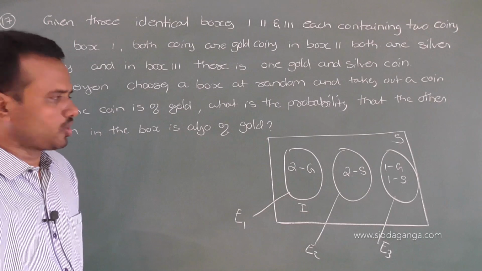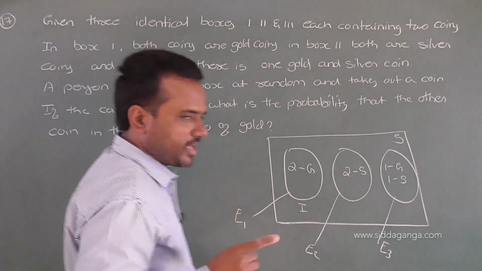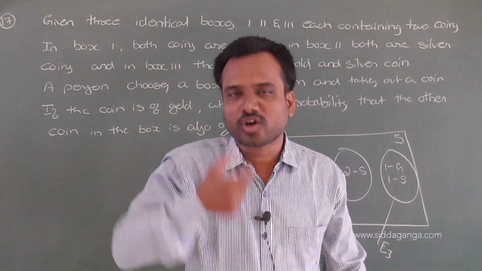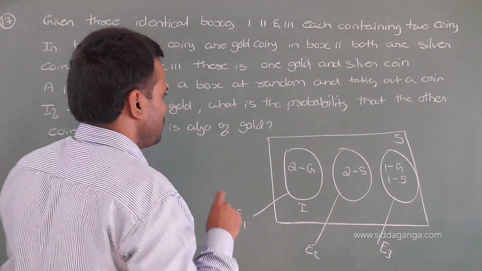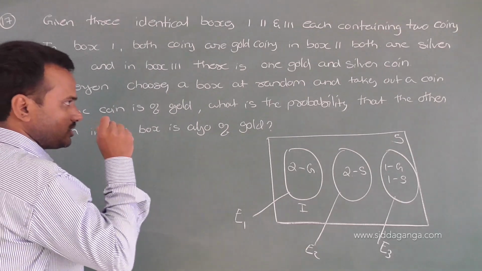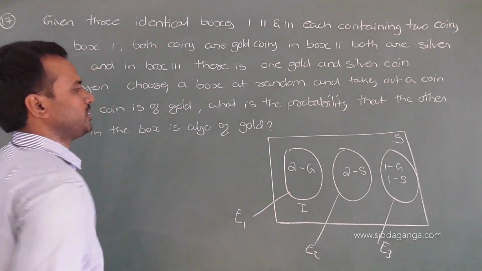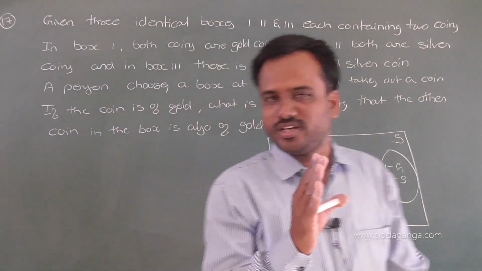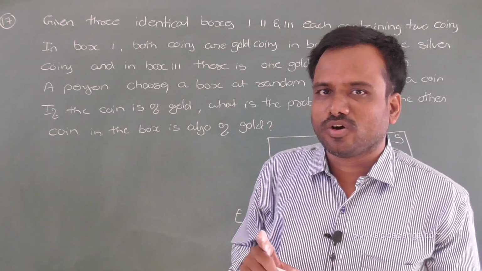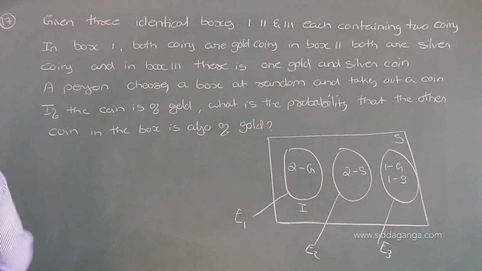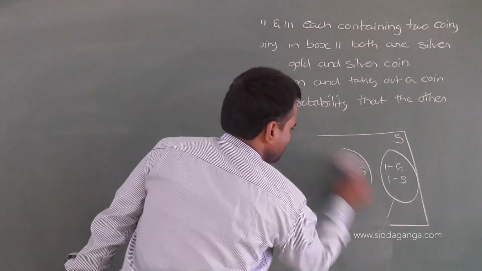So, if the coin is gold, what is the A event? A event is taking a gold coin. That should be the A event. What is the probability that the other coin in the box is also gold? With respect to E1. What do we have to find out here? Probability of E1 given A. Okay. After knowing the concept very well, we solve the problem.